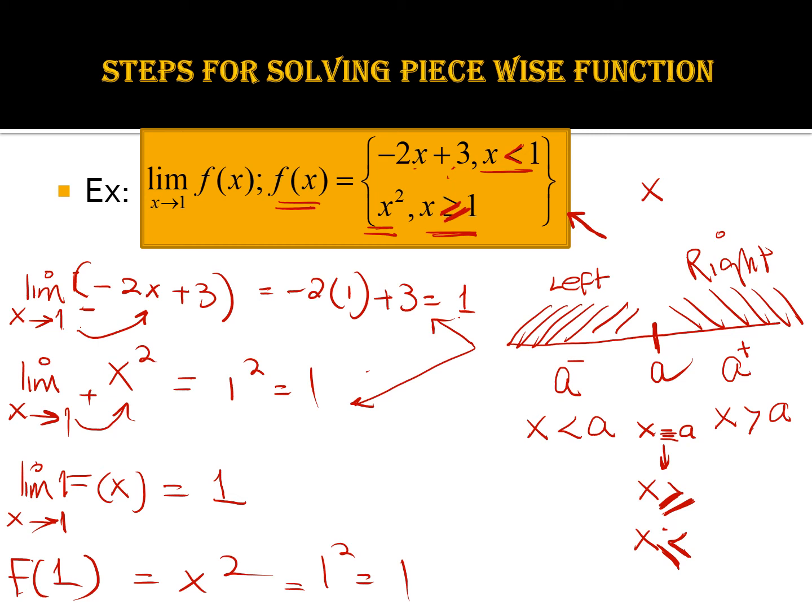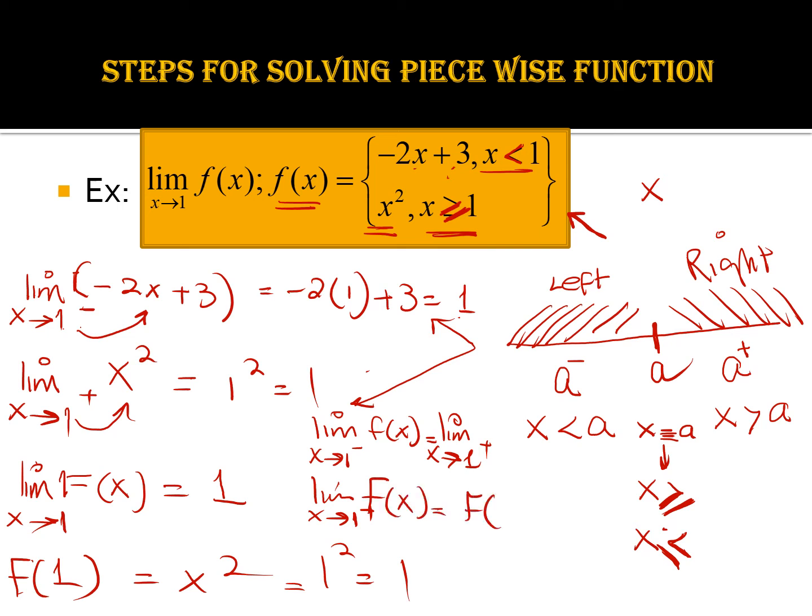Now compare the situation. We have to write in the end that the limit as x approaches 1 from the left hand side equals the limit as x approaches 1 from the right hand side. And we have to compare that the limit as x approaches 1 from both sides equals f of 1. So if both the situations are fulfilled in the question, it means the function is continuous. So your conclusion is that the function is continuous at the particular point 1. Now, hope you understood this question.